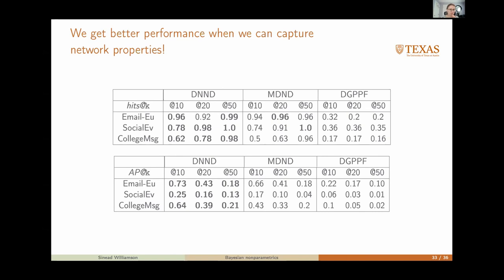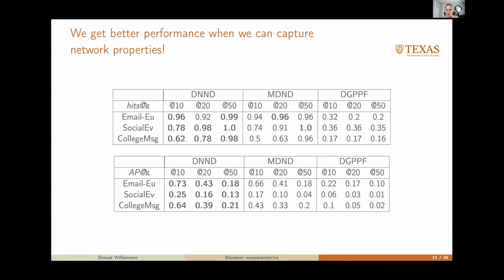And we had three networks that evolved over time. One is a set of emails, one is a social network, and the other is a sort of interaction network from college students. We looked at a couple of performance measures, hits at K and average precision at K. These are basically higher is better, for seeing how well we can predict what's going to happen in future.